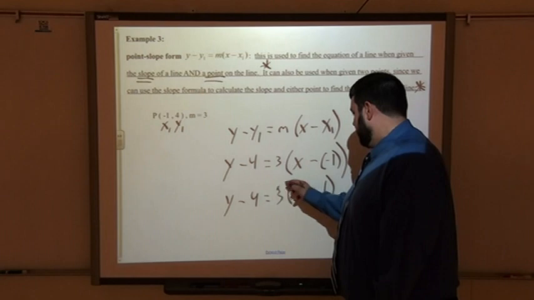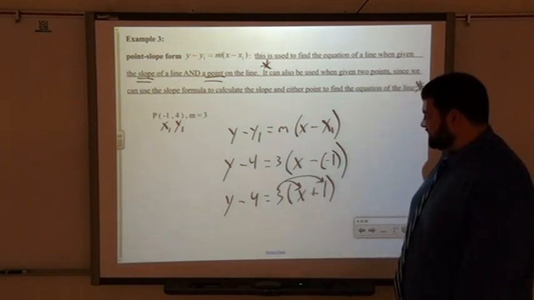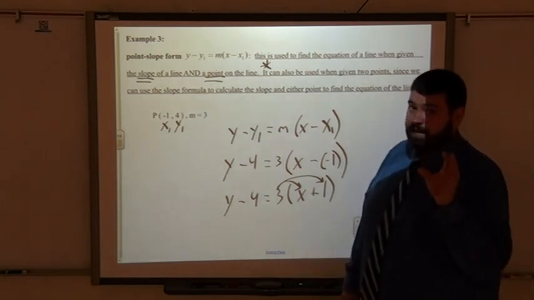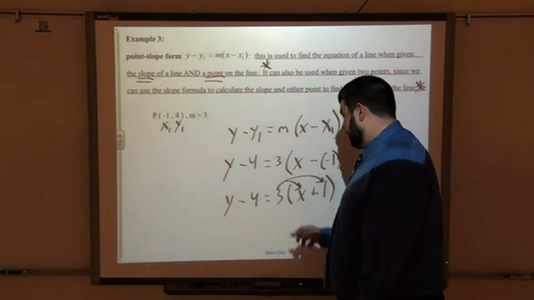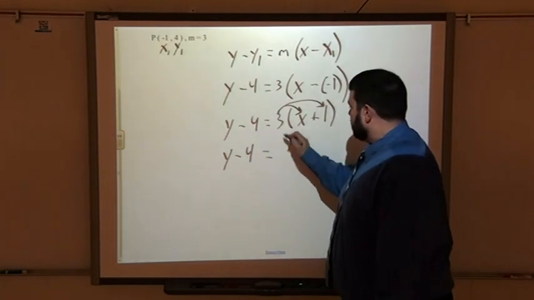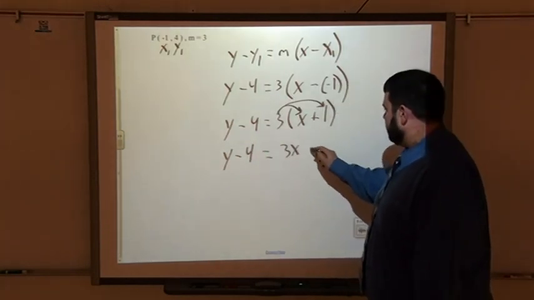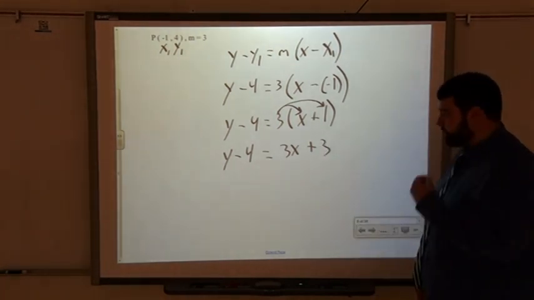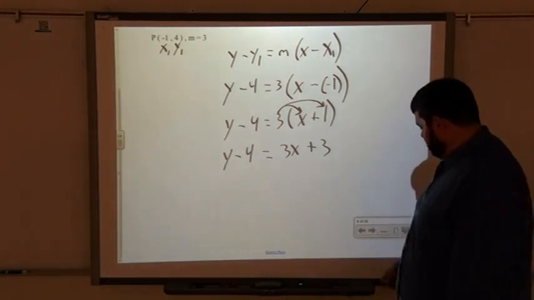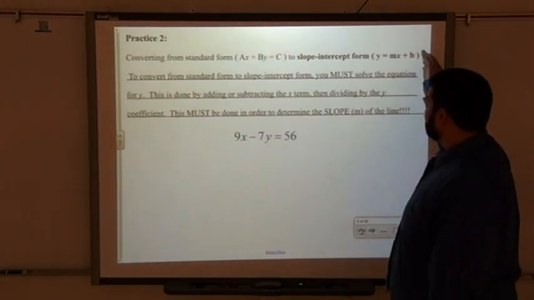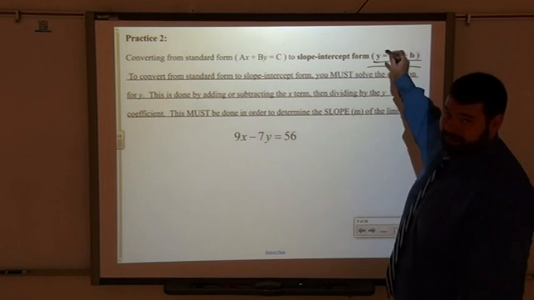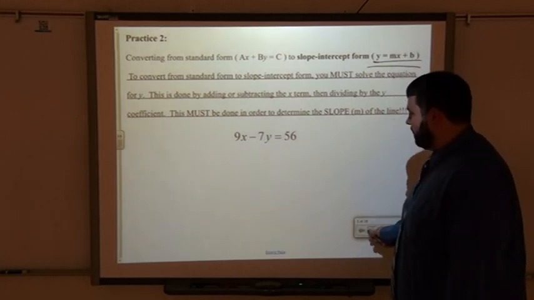I distribute. Now, even though I've been doing math for about 175 years, I still like to draw my arrows. And I highly suggest you do the same thing, because I need to remember to distribute the 3 to both things inside. Now I'm going to leave this y minus 4 alone. 3 times x is 3x, and 3 times 1 is a positive 3. Now some people may want to stop, but I would want to get the y by itself, because as I told you, we want to try to get this in y equals mx plus b. We want to make that look like this. This is how we always want to end up our problems, because this gives us the most information.